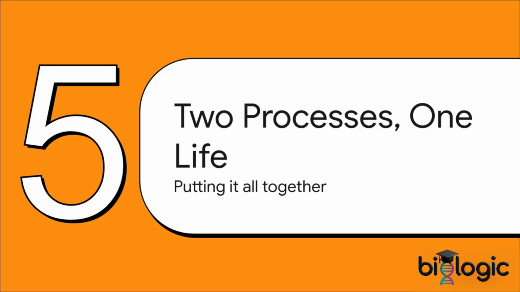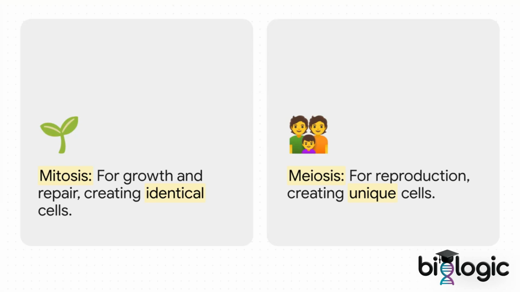All right, so we've got these 2 powerhouse processes, both incredibly important, but also very, very different. Let's put them side by side so it's all crystal clear. When you zoom way out and boil it all down, the difference is this simple. Mitosis is for growth and repair, and it makes identical cells. Meiosis is for reproduction, and it makes unique cells. One process builds and maintains the individual, and the other allows the entire species to continue.